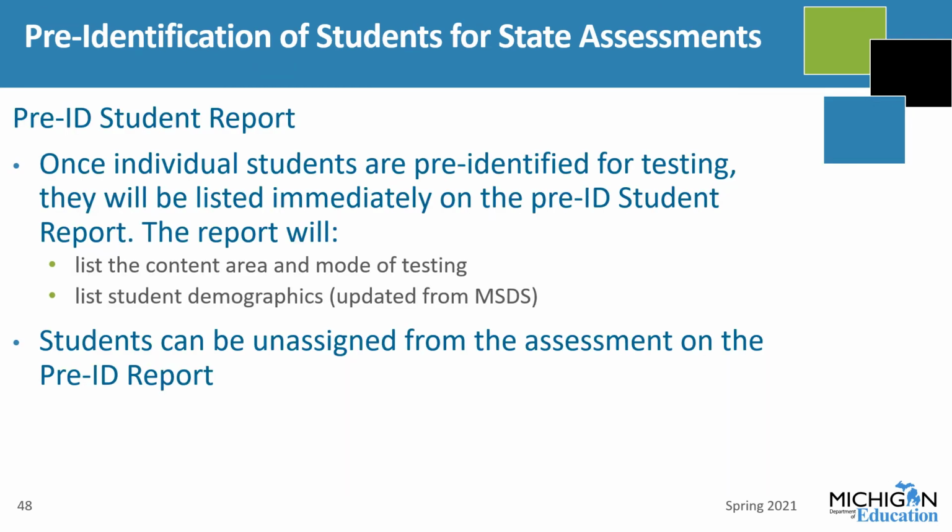The pre-ID student report is available so that you can view students who are pre-identified for testing, including by grade and content area, mode of testing, that is paper, pencil, or online, and demographic information based on what exists in MSDS. You can use this page to unassign students from an assessment if you notice any errors in your pre-ID list.